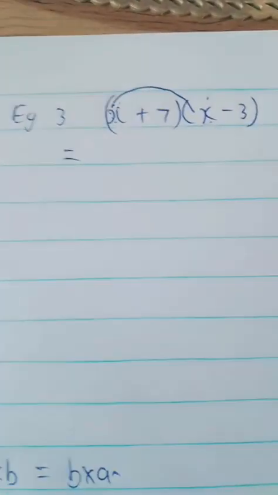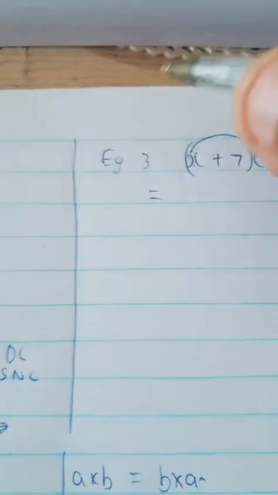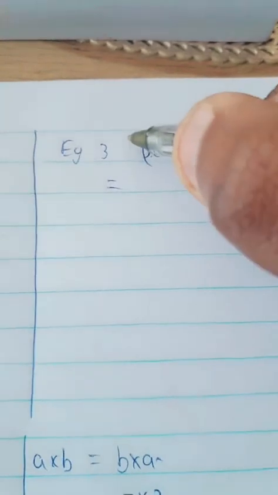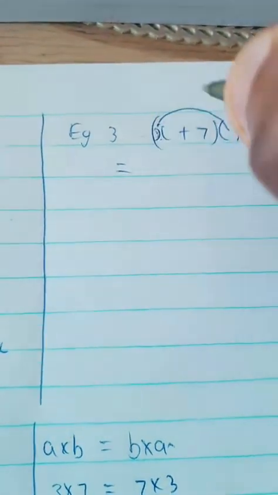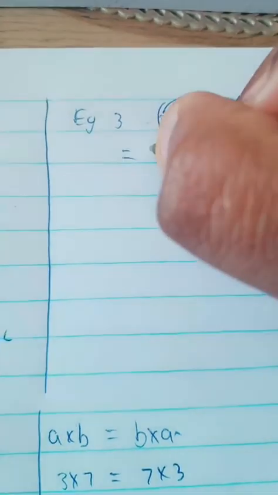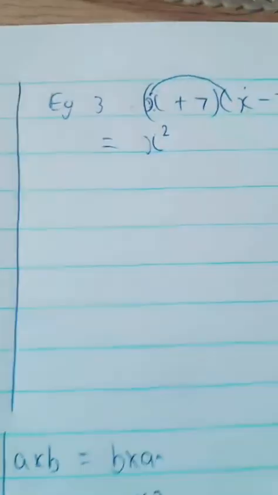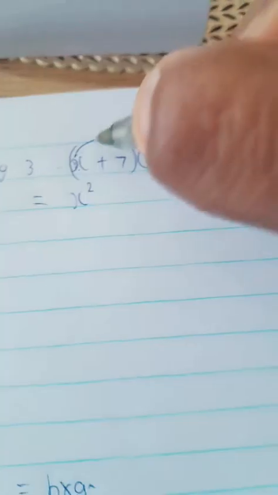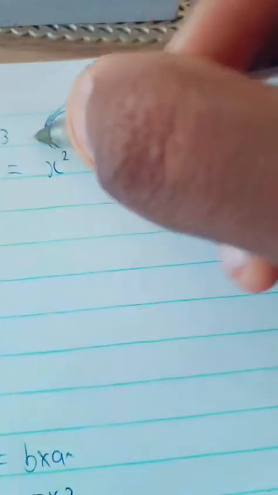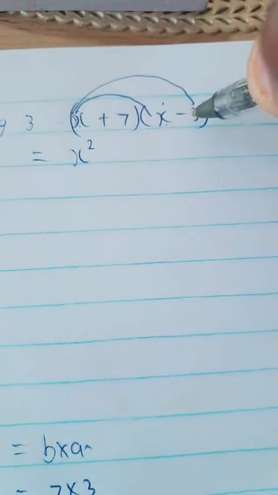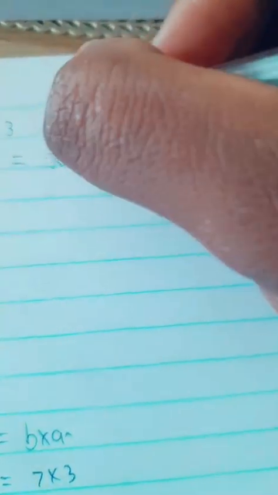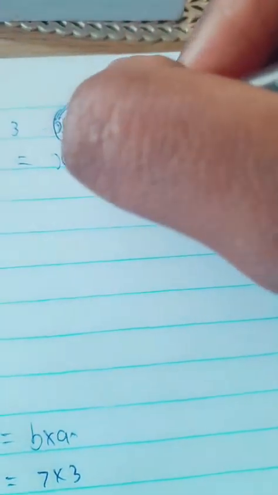So (x + 7)(x − 3). I know someone is going to give me the answer very shortly. First terms first. x times x, positive times a positive is positive. 1 times 1 is 1. x times x is x to the power 2. Outer terms, x times negative 3. Positive times a negative is negative. 1 times 3 is 3.